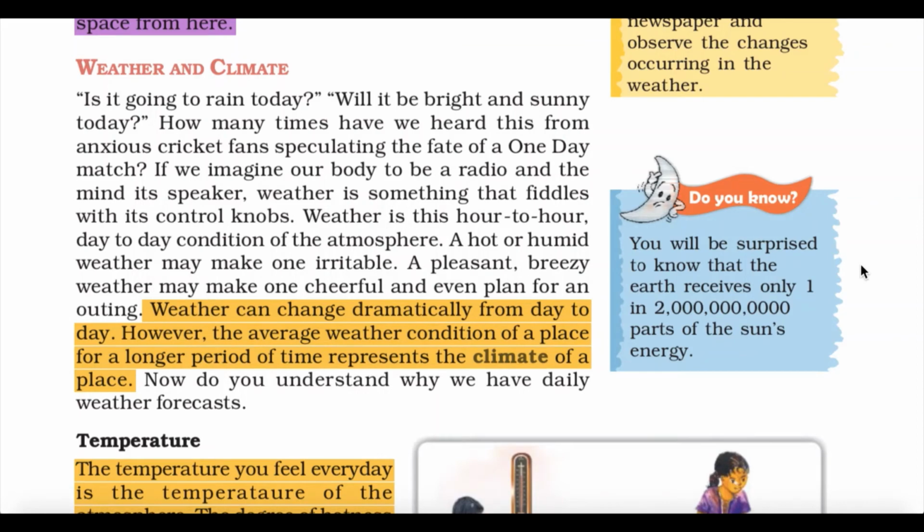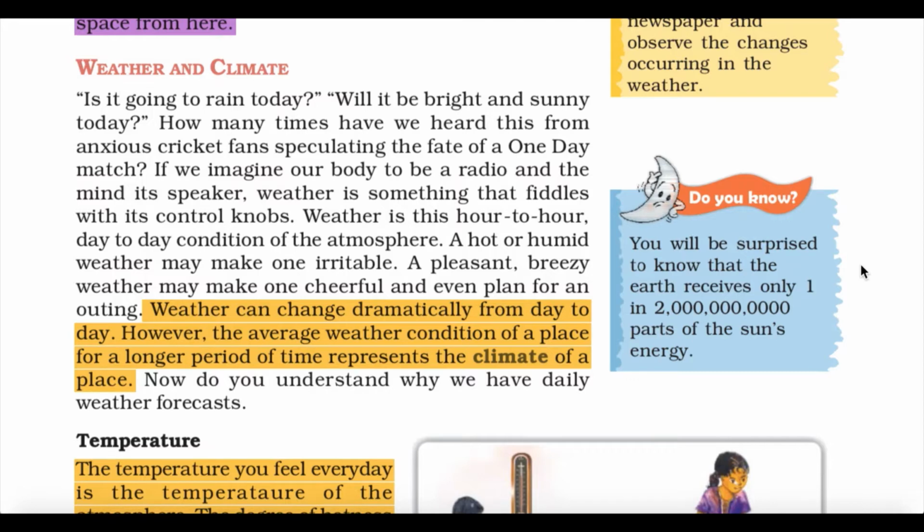Weather and climate. Is it going to rain today? Will it be bright and sunny today? How many times have you heard this from anxious cricket fans speculating the fate of a one-day match. If we imagine our body to be a radio and the mind its speaker, weather is something that fiddles with its control knobs. Weather is this hour to hour, day to day condition of the atmosphere.